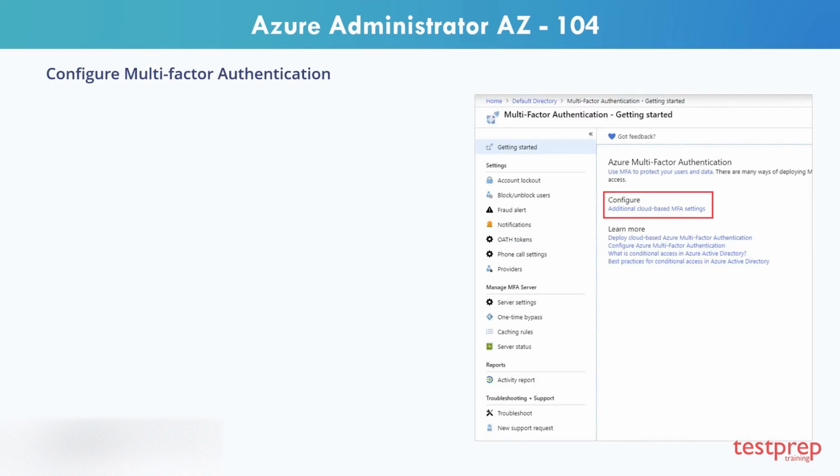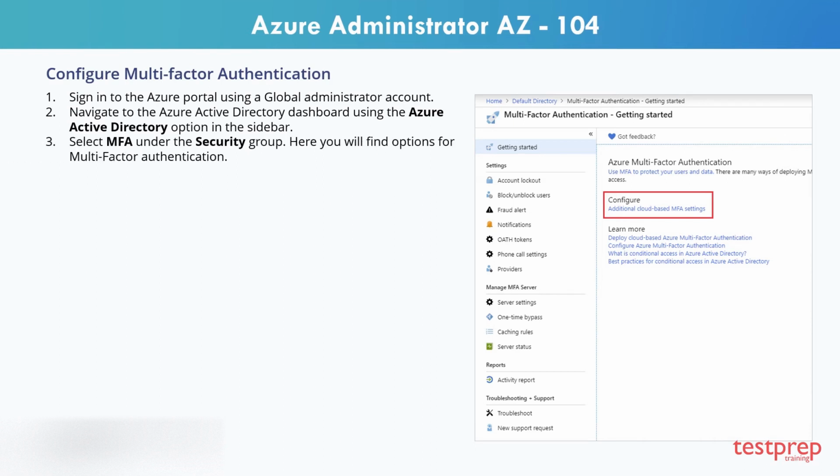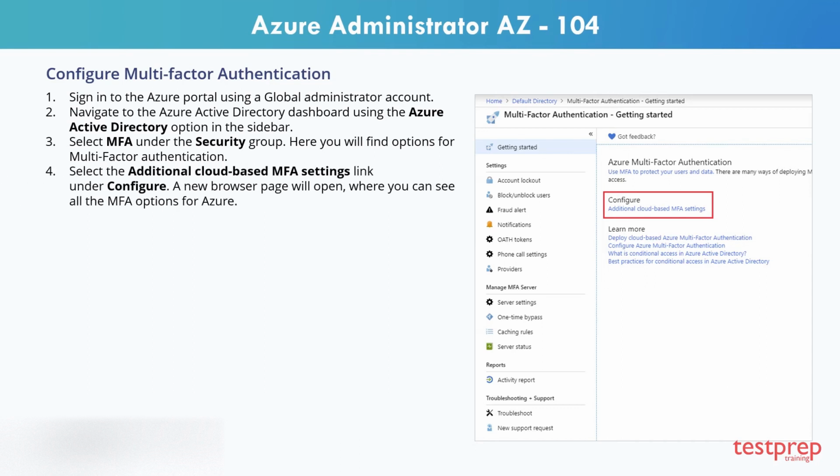Configure multi-factor authentication. 1. Sign into the Azure portal using a global administrator account. 2. Navigate to the Azure Active Directory dashboard using the Azure Active Directory option in the sidebar. 3. Select MFA under the Security group. Here you will find options for multi-factor authentication. 4. Select the additional cloud-based MFA settings link under Configure. A new browser page will open, where you can see all the MFA options for Azure.